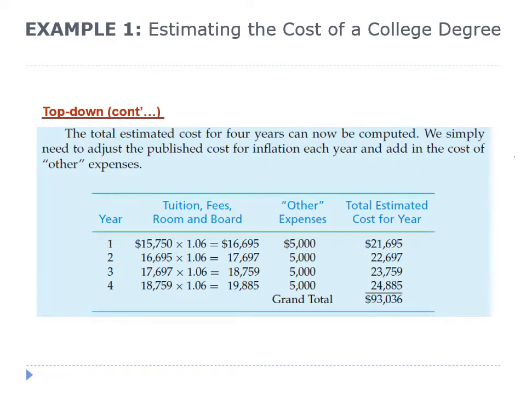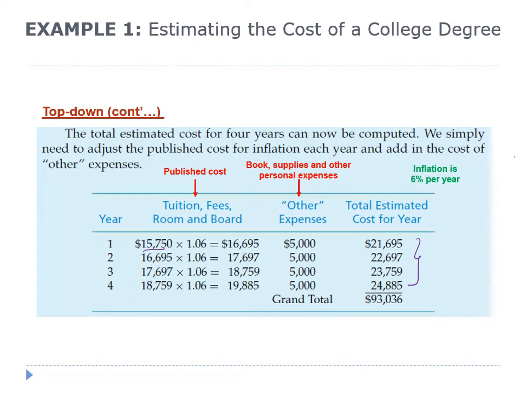The total estimated cost for 4 years can now be computed and laid out in a table. Here we can see the cost estimated for each individual year. Tuition, fees, room, and board are lumped together as the published cost, whereas other expenses include costs for books, supplies, and other personal expenses. To estimate the cost for year 1, we will need to adjust the published cost for the 6% annual inflation rate.